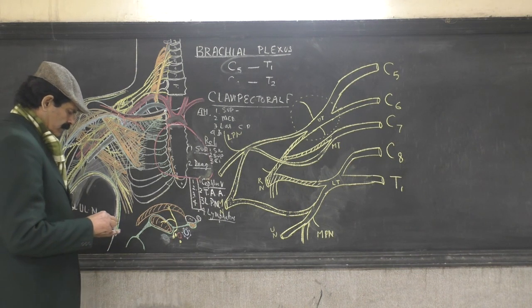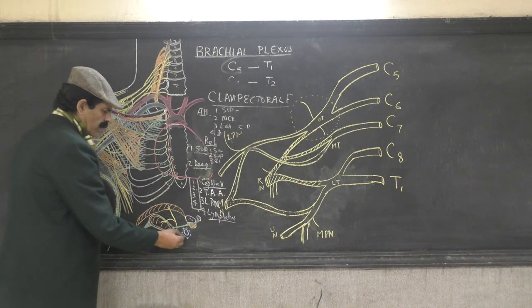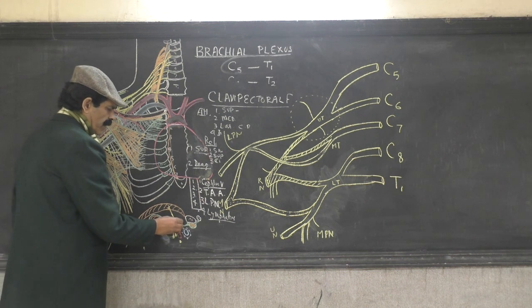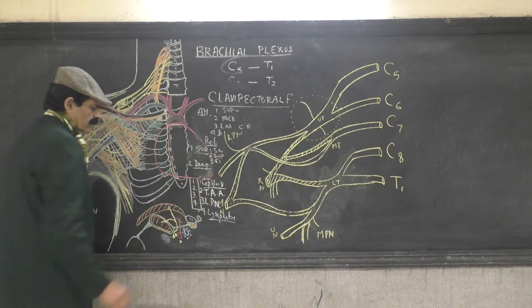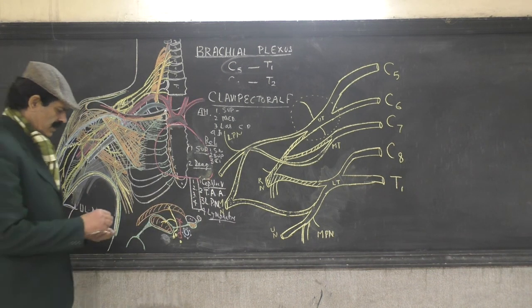Then the artery, the thoracoacromial. It pierces the clavipectoral fascia and comes above. And here it divides into four branches. This is how we show the thoracoacromial artery divided into four branches.